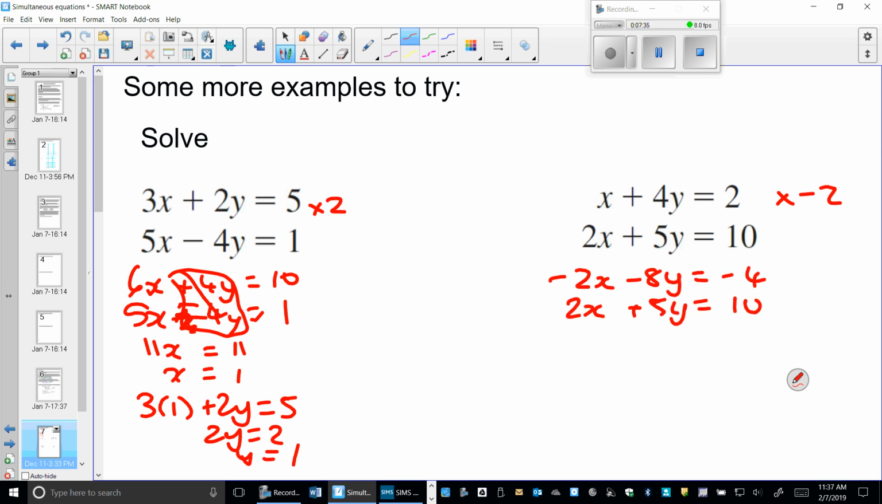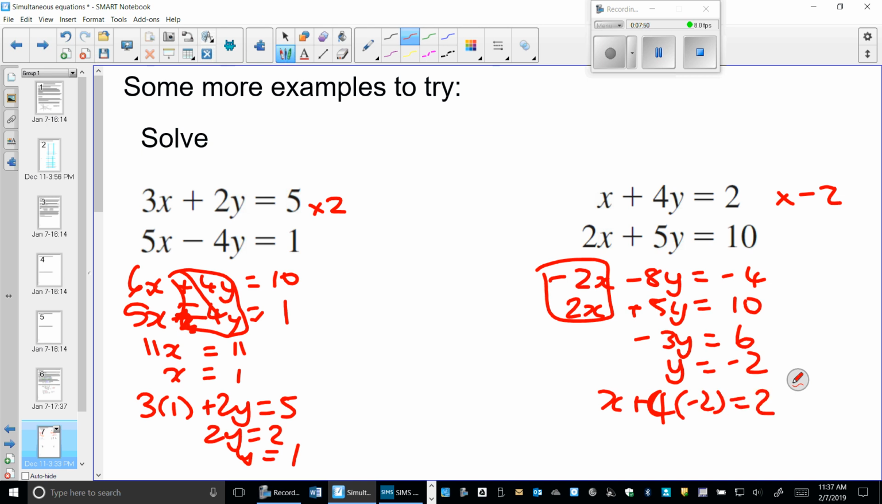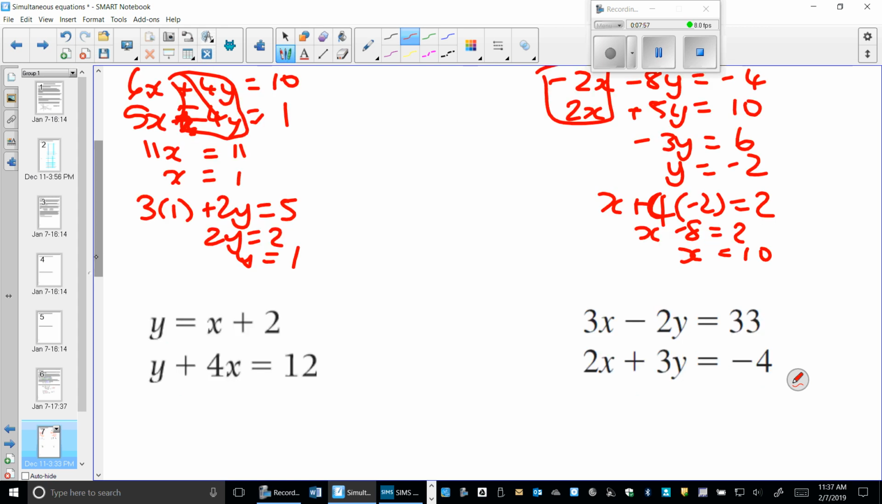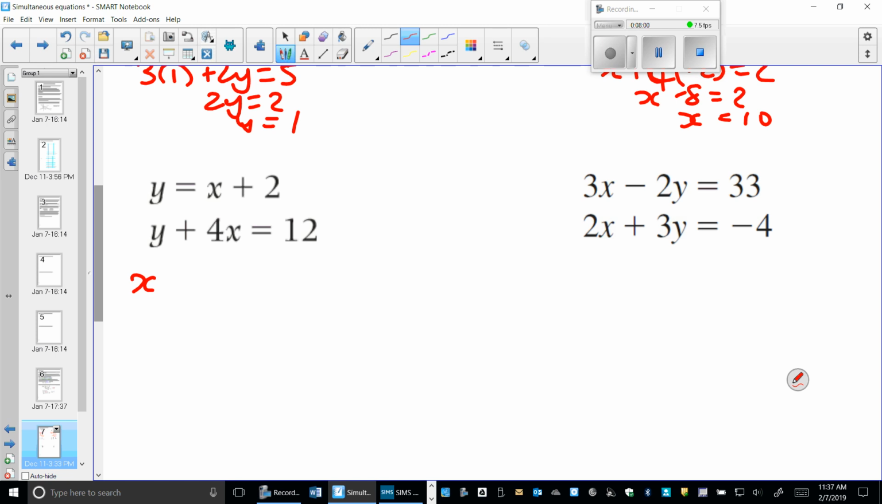You don't have to have done the same as me, because remember, everyone is different. So y is negative 2. x plus 4 lots of negative 2 equals 2, so x is 10, y is negative 2. Yeah? And this one I would substitute, so x plus 2 plus 4x equals 12. So that's 5x equals 10, x equals 2, and y equals 4.